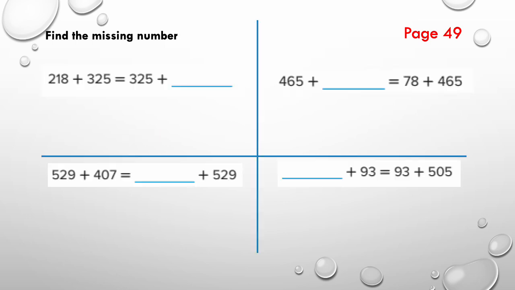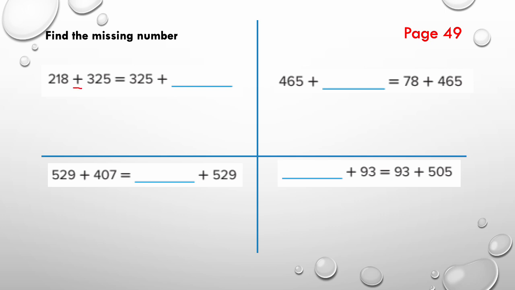Now the next question, one question will be from this topic, that is page number 49 in your book. Use the commutative property of the addition. You can see that 218 plus 325 equals 325 plus. So how will you understand this is not addition? You need to use the property.